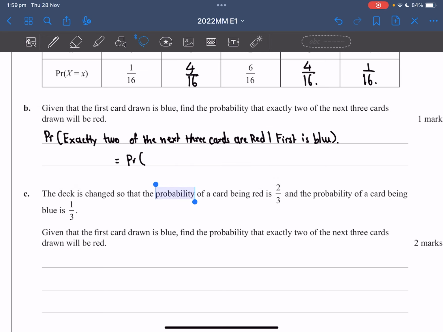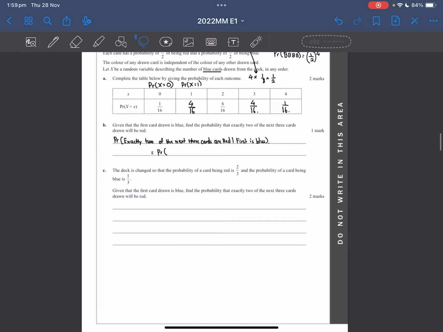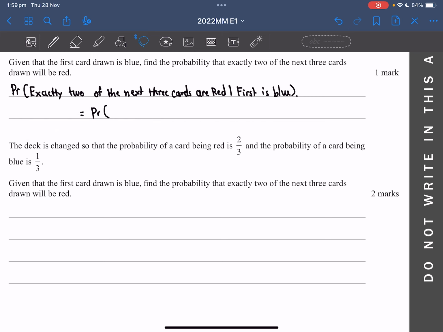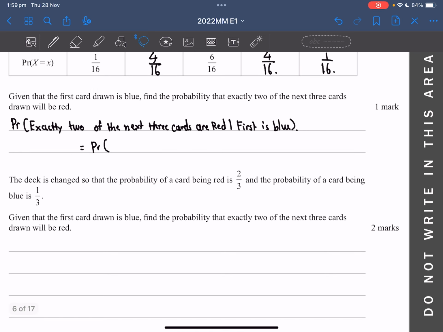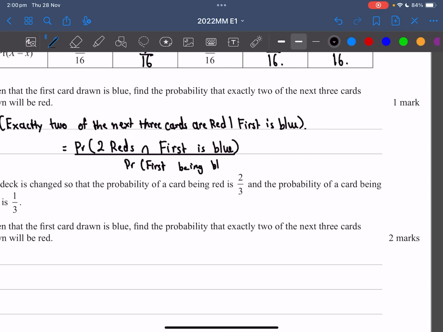I'll just say 2 reds. Now, 2 reds is the same as exactly this, and then the intersection of first is blue, divided by the probability of the first being blue. My iPad decided to act up.